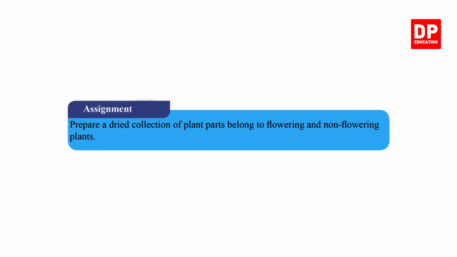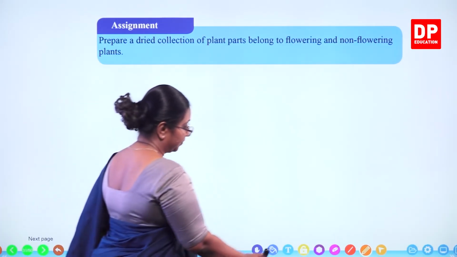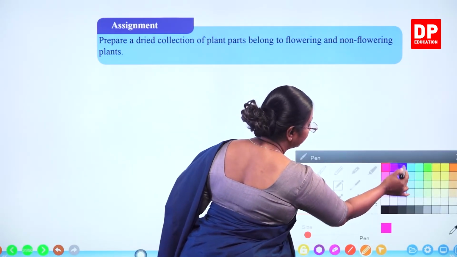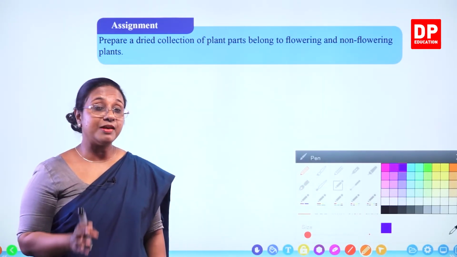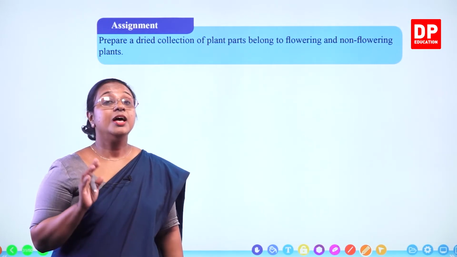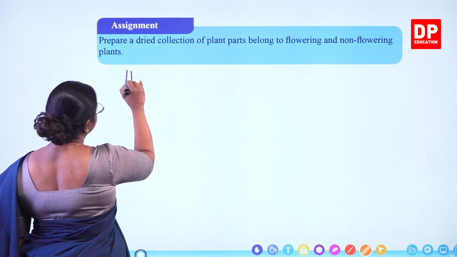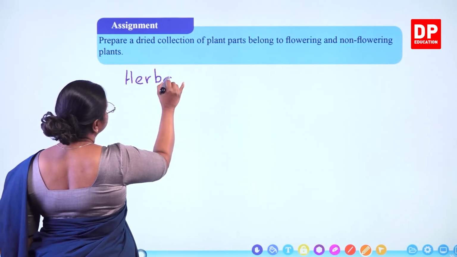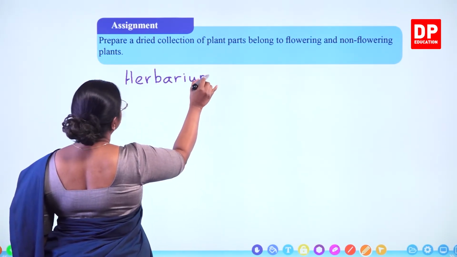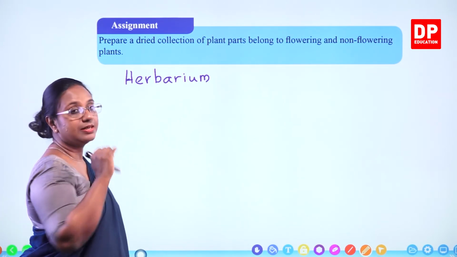So there is an assignment. Prepare a dried collection of plant parts belonging to flowering and non-flowering plants. Normally, when we get a dry plant collection, which you are all familiar with, that is called a herbarium. You can remember that term, herbarium. Now, how do you make this herbarium?